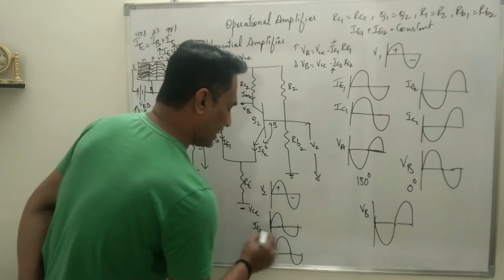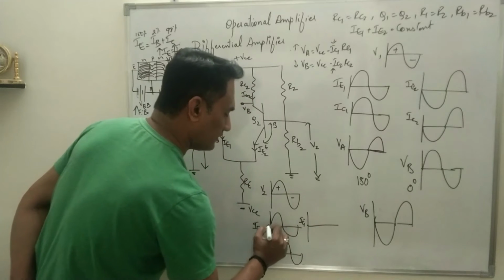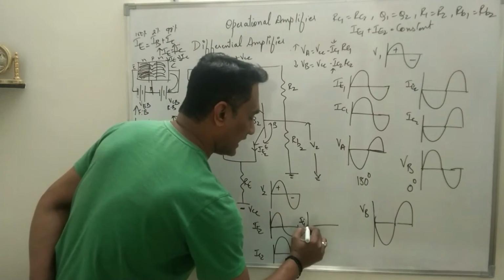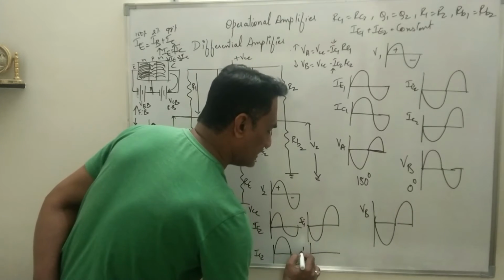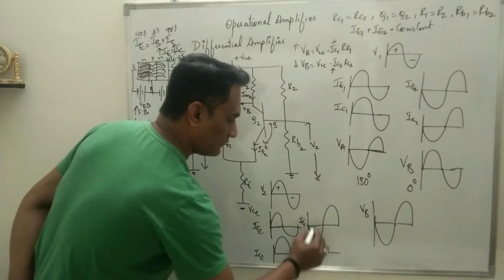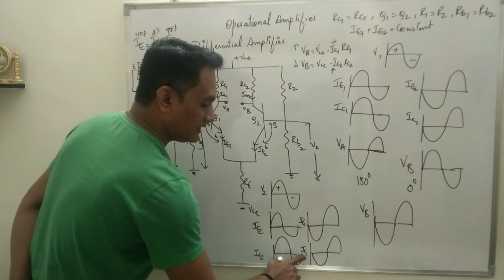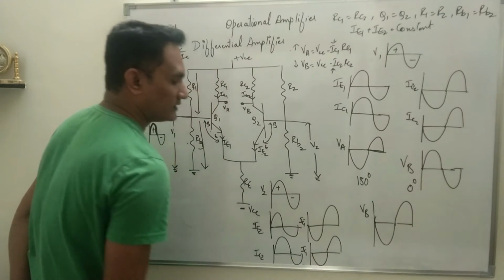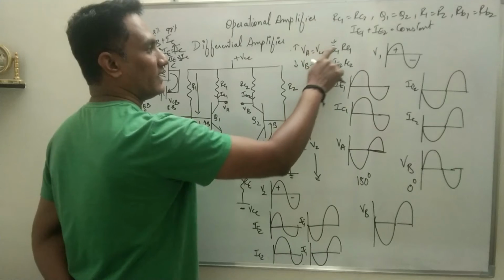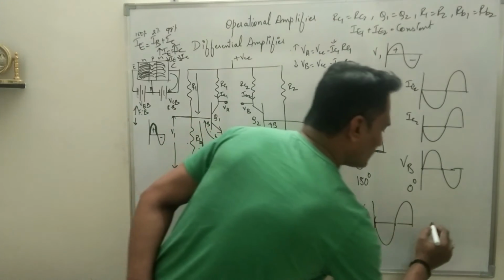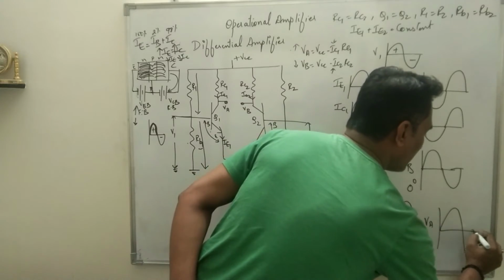Similarly, as IE2 will change, IE1 will also change. During the positive half cycle, as IE2 increases, IE1 decreases. This is the waveform for IE2, and then IC1 will be exactly similar to IE1. And if IC1 decreases during the positive half cycle, VA will increase. If IC1 increases, VA will decrease. So the waveform at VA will be like this.